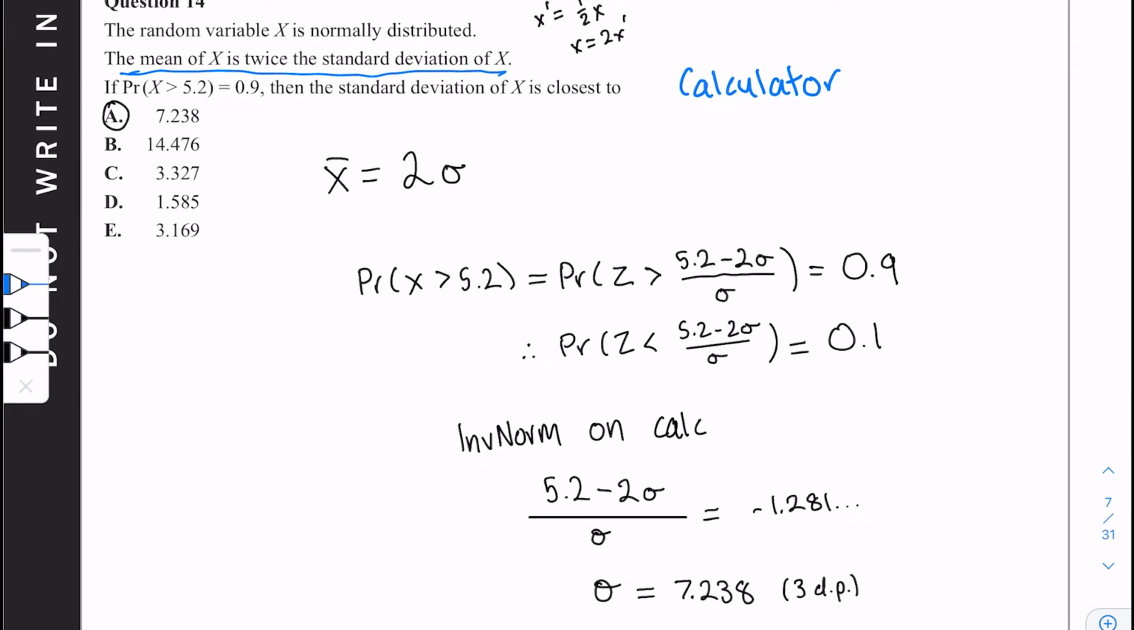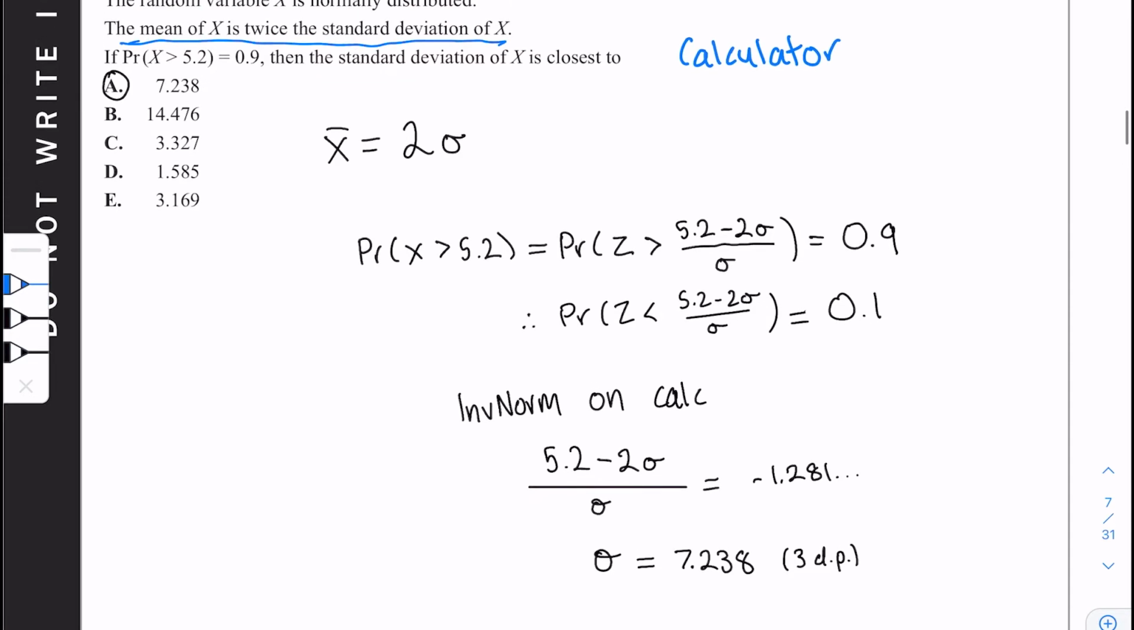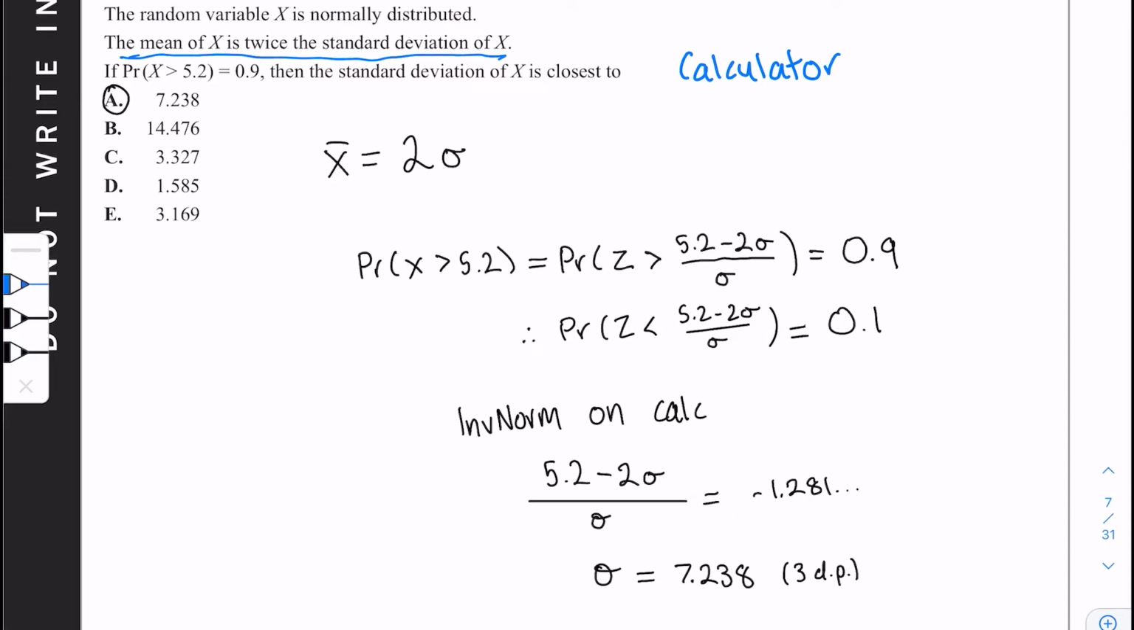All right, question 14. So we have a normally distributed variable x, and we know the mean of x is twice the standard deviation. Therefore, we can get rid of the mean and just use the standard deviation. Sorry, we can sub in 2 times standard deviation for the mean. And we know that the probability x is greater than 5.2 equals 0.9.